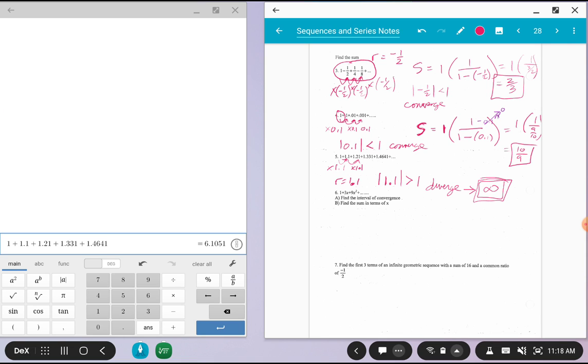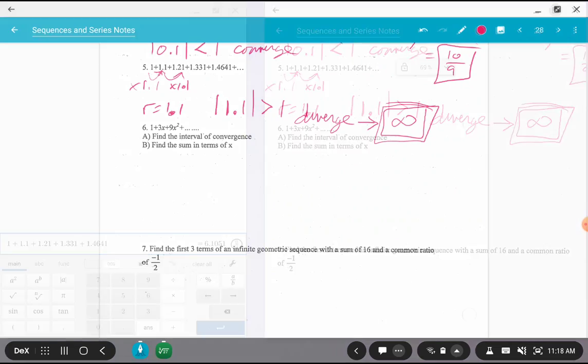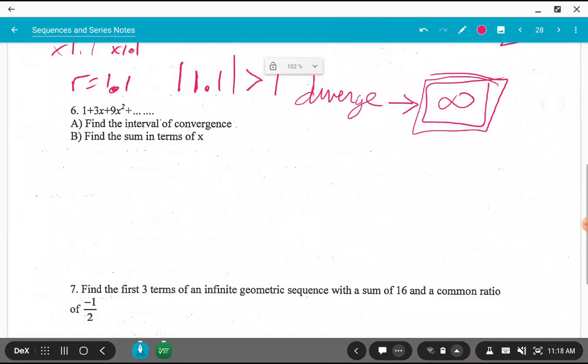All right, number 6. Well, this is different. Notice how our problem says 1 plus 3x plus 9x squared. And so in this problem, what you notice is that there's a variable. Because there's a variable, I don't know if this is a convergent problem or divergent problem. It depends on what x is. So in this question, it's asking us to find the interval of convergence. What that means is if it were convergent, what could the x values be? That's what this question is asking us for.